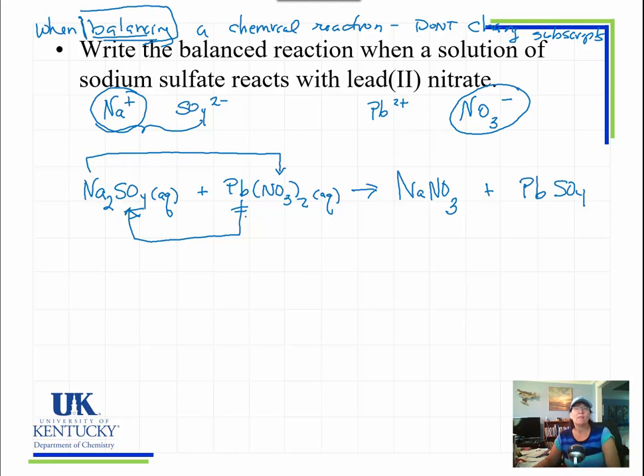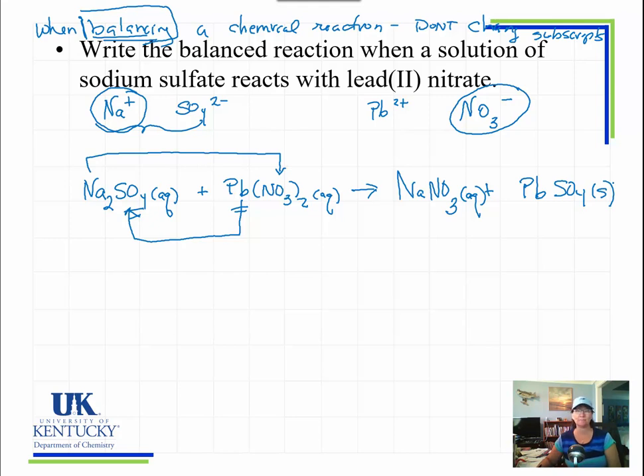Okay? The next thing we're going to do is decide what's soluble and what's insoluble using the solubility rules. According to the solubility rules, all 1A metals are soluble. So this is going to be a soluble ionic compound, so I put aq after it. Sulfates are generally soluble, but there's a few exceptions, and lead is one of them. So that tells me that this is the solid, this is the precipitate.